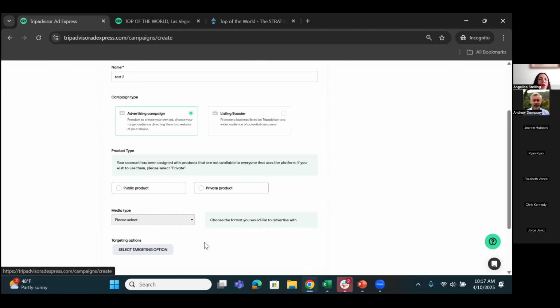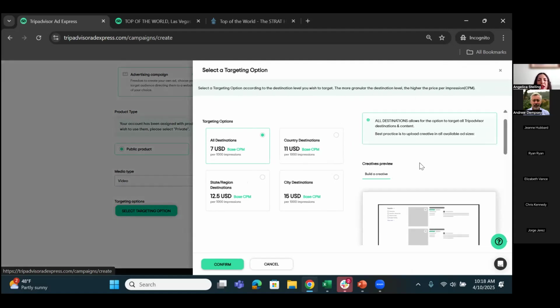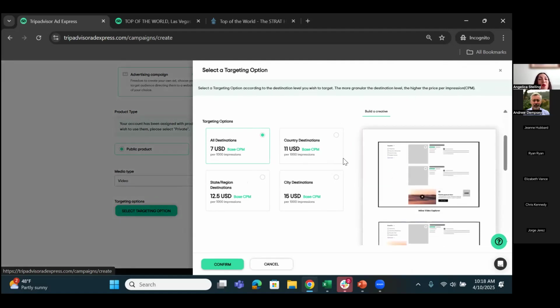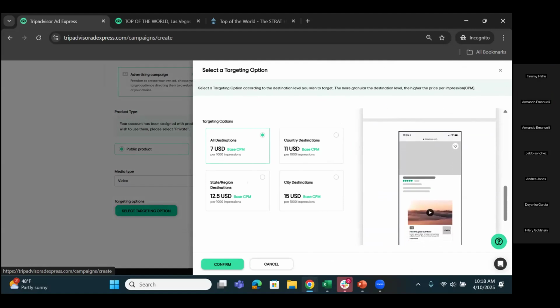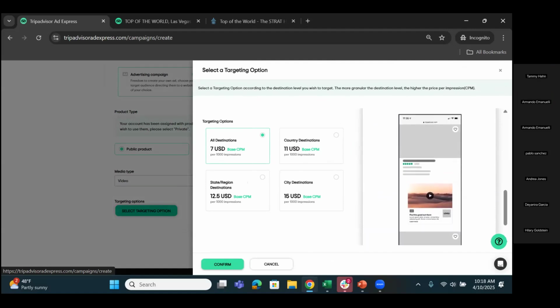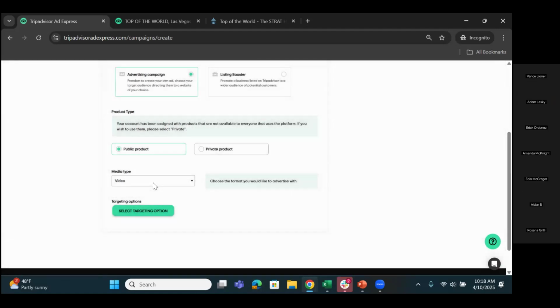And we're going to select advertising campaign. Okay, let's look at video first, just so you could see what it would look like on Tripadvisor. See, there's those 4 options again, and this is how video would look across different verticals and in different formats on Tripadvisor. I'll go through that again. Okay, let's go to images now.